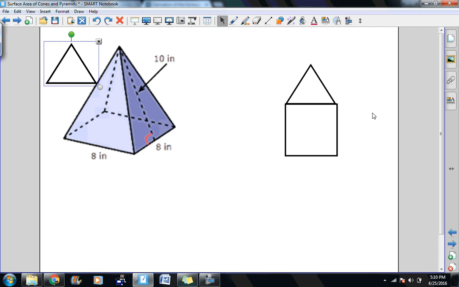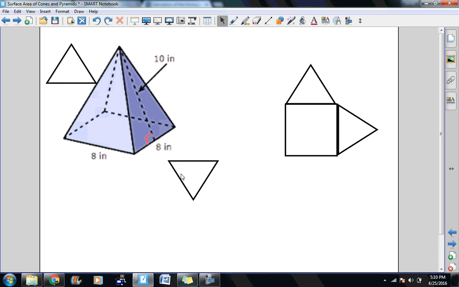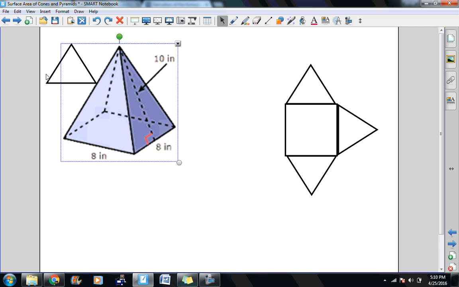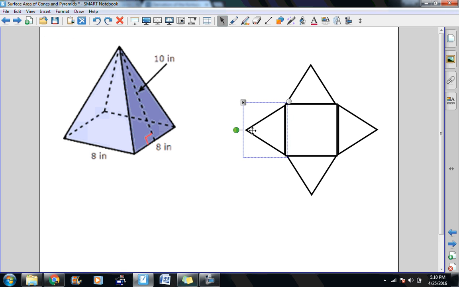And because the base of this shape is the same, all of these rectangles will be the same as well. So if I take these over to the side and I do a little bit of rotating, I will end up making the net for the pyramid. So that means that there are 4 equivalent triangles and then 1 rectangle, and that makes up the entire pyramid that I'm working with.